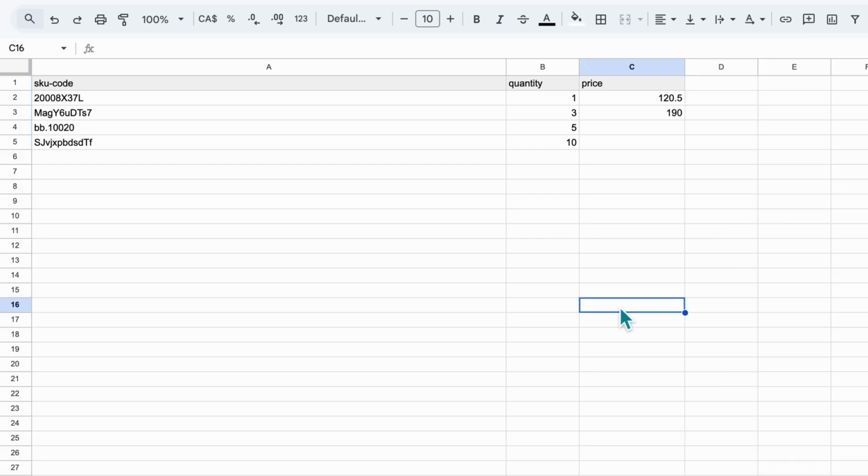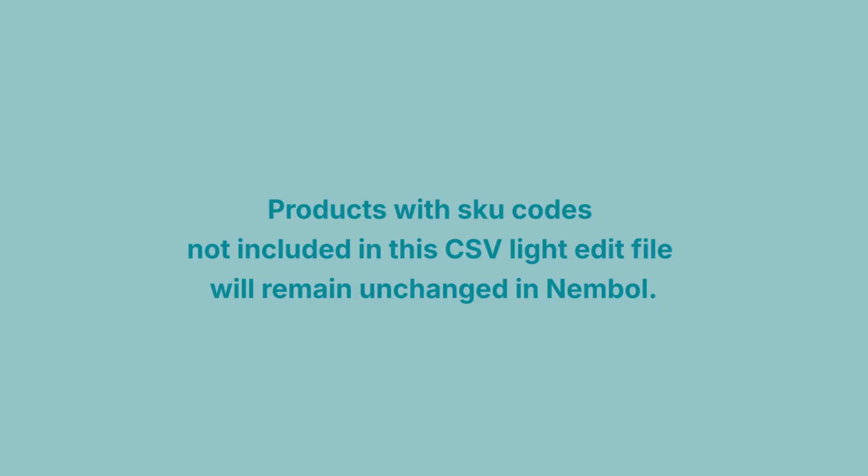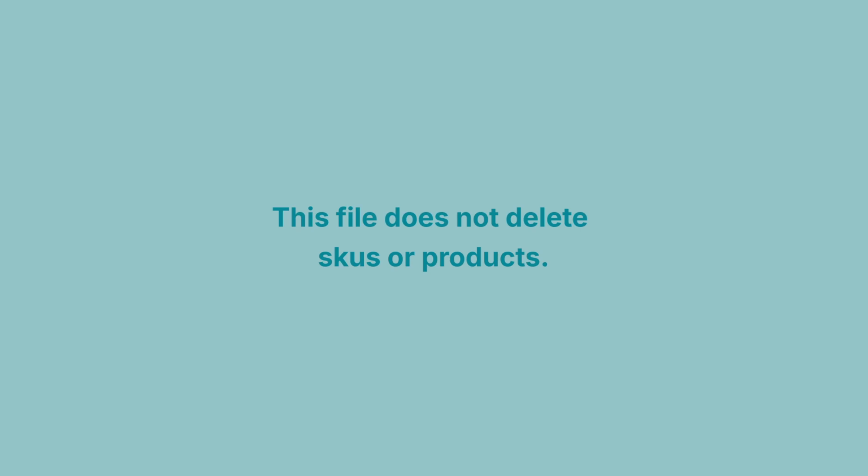Nembol will only edit the values you provided and only the SKUs that already exist in Nembol. Products with SKU codes not included in this CSV Light Edit file will remain unchanged in Nembol. This file does not delete SKUs or products.